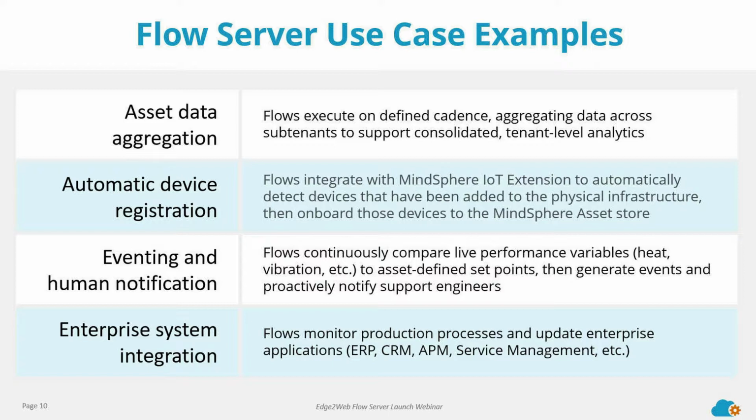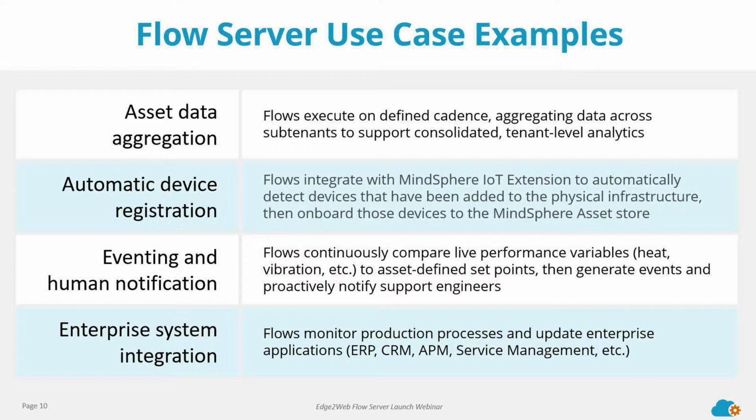And the ones that we've got listed here are ones that our beta customers are actually doing today. So one use case is asset data aggregation, where you have flows that are executing on whatever schedule is appropriate for you, pulling time series data, aggregating that data into derived values. So time series stuff may be running into MindSphere at once a minute or even at a greater velocity. Here, maybe you're using Flow Server to aggregate those results, create your own time series, and write that aggregated time series back to your asset.